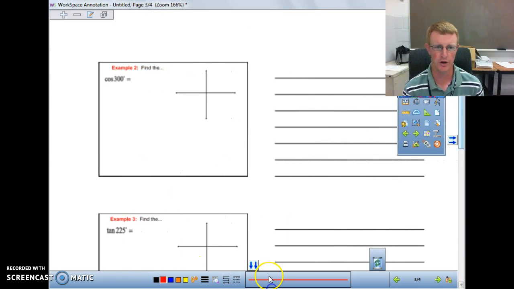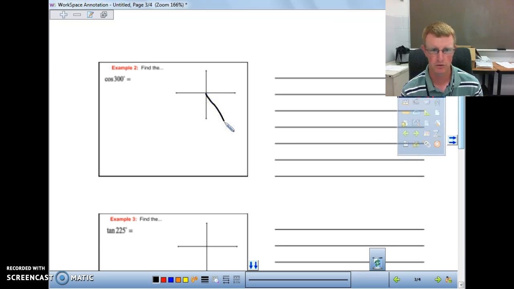Cosine of 300. Once again, we want to locate where 300 degrees is on our graph. 270 is down here, so it's going to be somewhere down here, and again, that would be all the way around. That's our 300. Now, to figure out the reference angle up to the x-axis, this is 360 degrees right here. So we would do 360 minus 300. That means that the angle we have left over is 60 degrees.